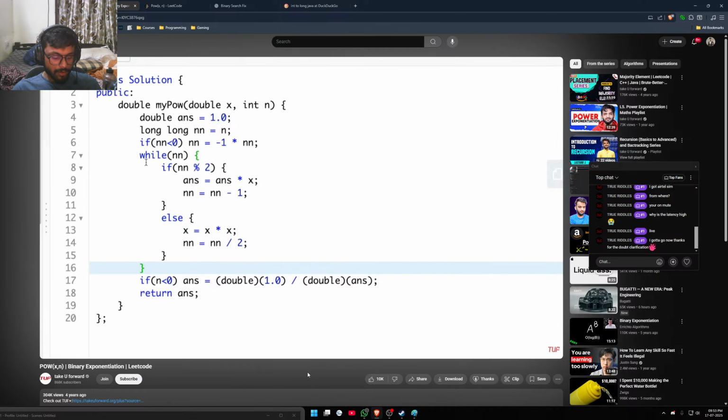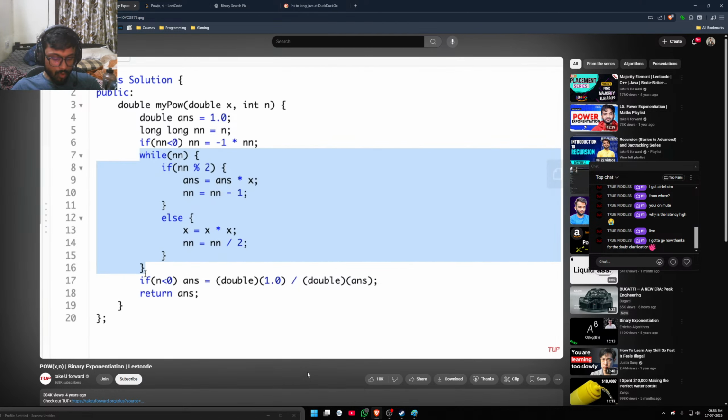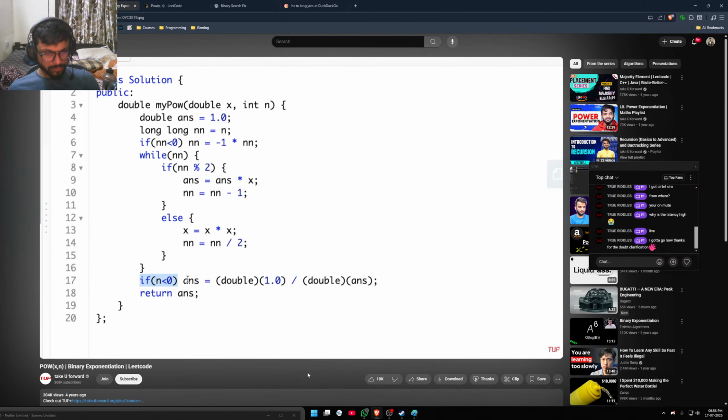So after this looping is complete, I check for the value of n. If it is lesser than 0, that is a negative number, I will return 1 by x to the power n, that is 1 by answer. Return it, and after this I will return my answer.